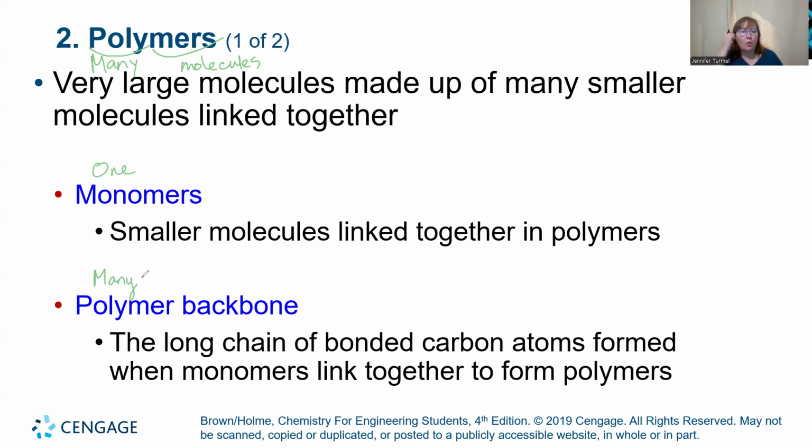So monomers are small molecules linked together within polymers. It's the small piece of the molecule. And the polymer backbone is this long chain that we're going to be repeating. So one, two, three. And we'll see that with ethylene.